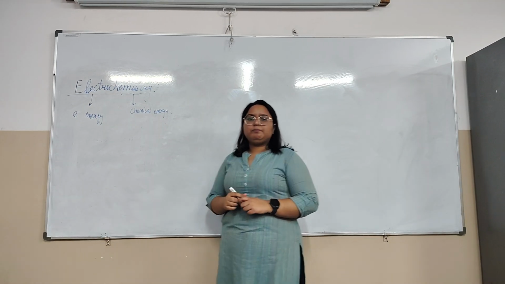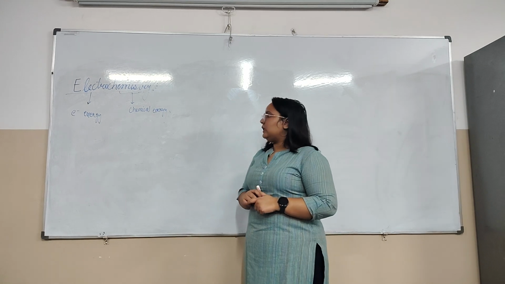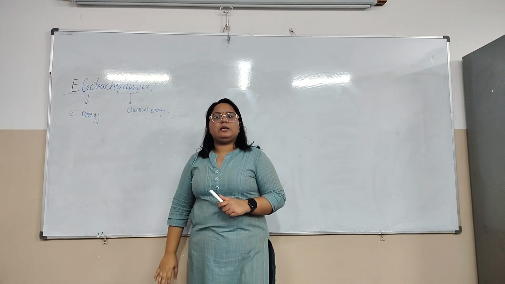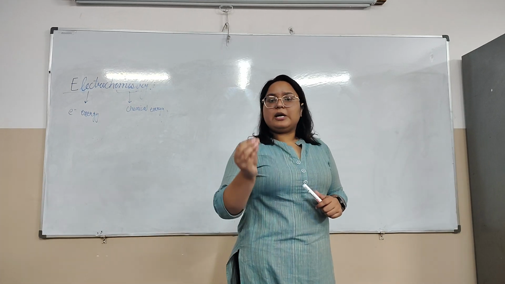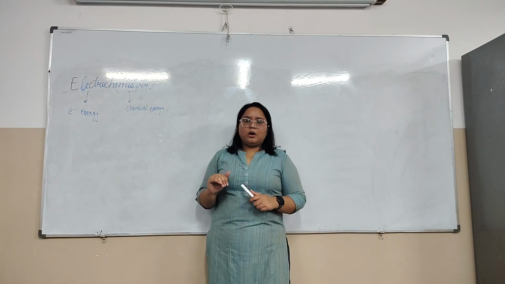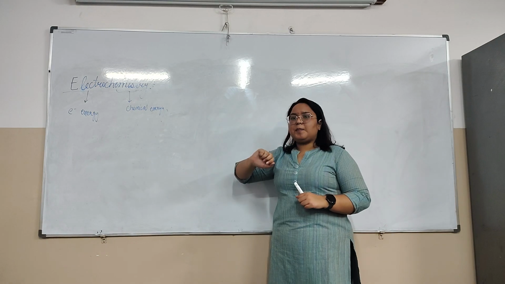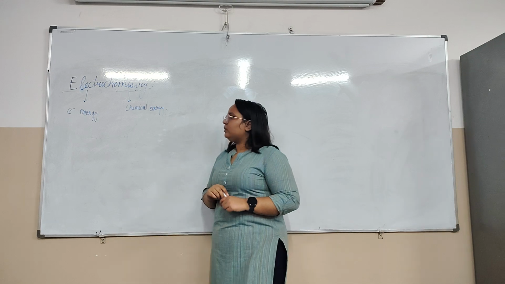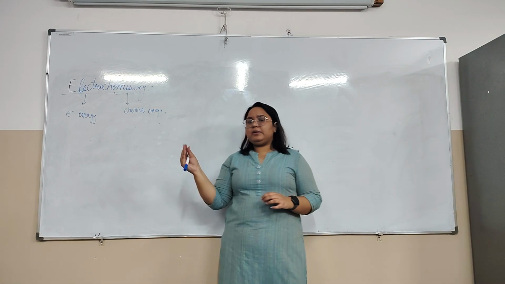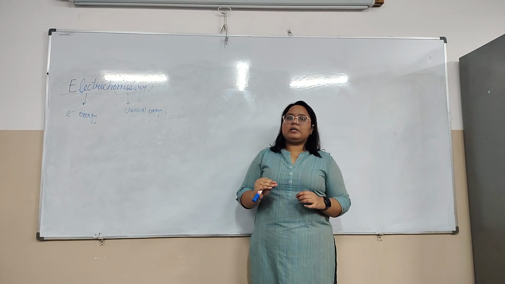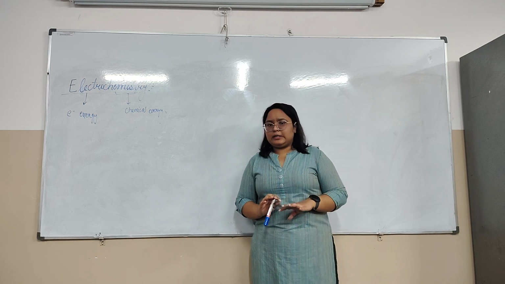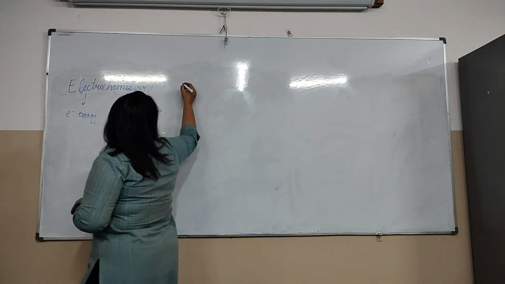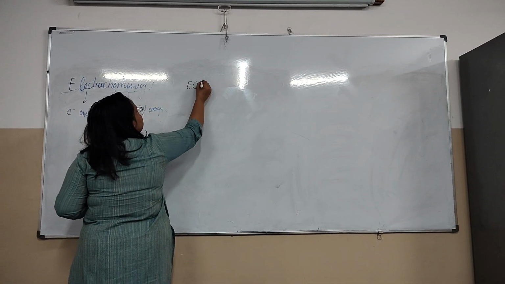The first topic is the electrochemical cell. In the electrochemical cell, we will be discussing chemical energy to electrical energy: how, with the help of some reaction, we can produce electricity. That is the electrochemical cell, also known as galvanic cell or voltaic cell. When we convert electrical energy to chemical energy, that time we will see the electrolytic cell, electrolysis. So now our topic is the electrochemical cell.